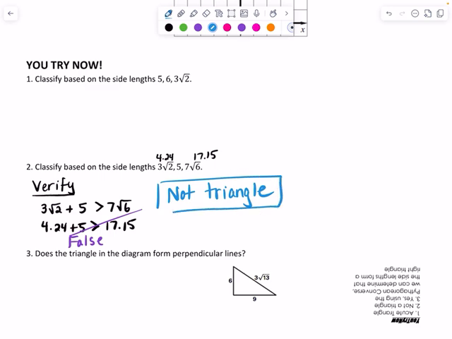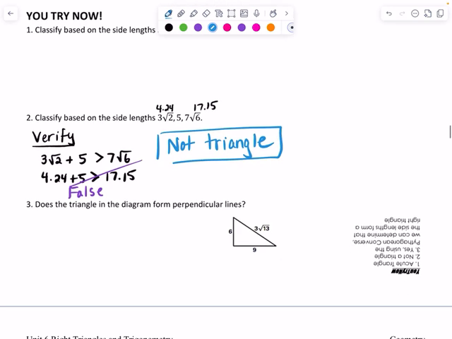Let's look at the you try now number 3. It says, does the triangle in the diagram form perpendicular segments? Essentially, we are just seeing if it is a right triangle. So the question is really, is this a right triangle? Even though the picture looks like it, we need to verify it.